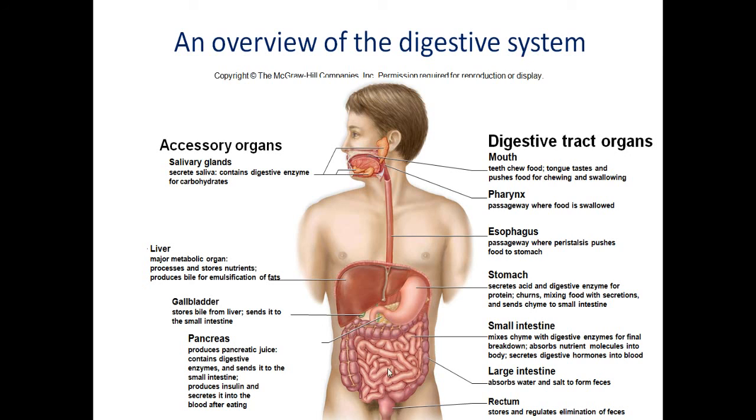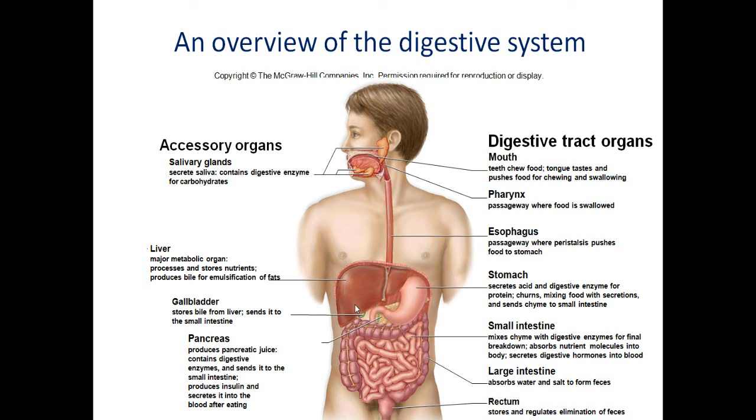Okay, and then from the small intestines we'll go to the large intestines. Okay, and the large intestines are wide. The large intestines really just absorbs water and salt. Okay, and then the rectum is where feces are going to come out to the anus. Okay, now accessory organs. So we got salivary glands. Okay, the liver. Here's the liver.